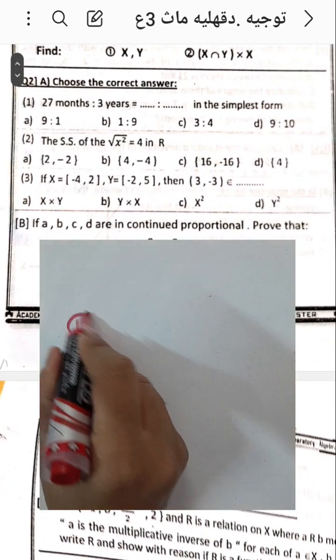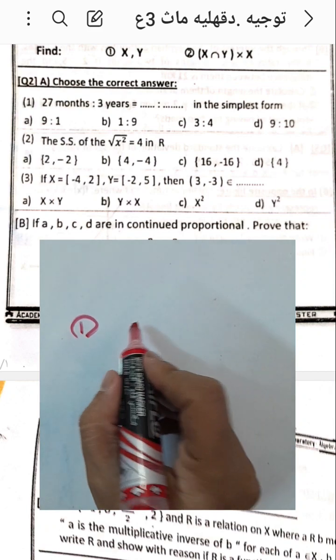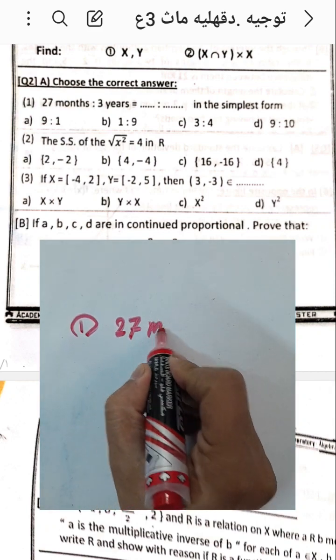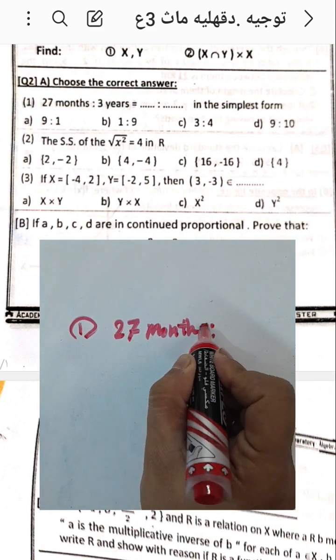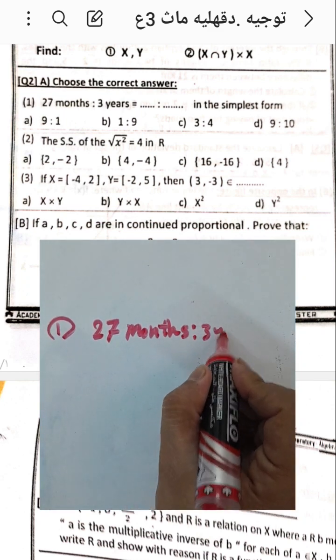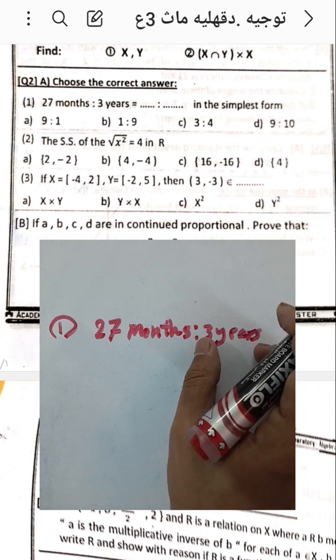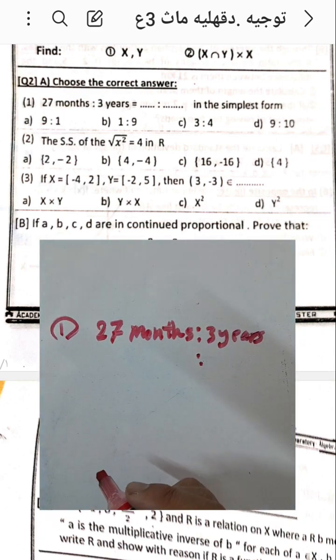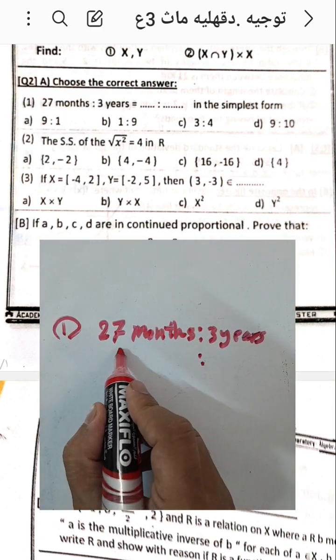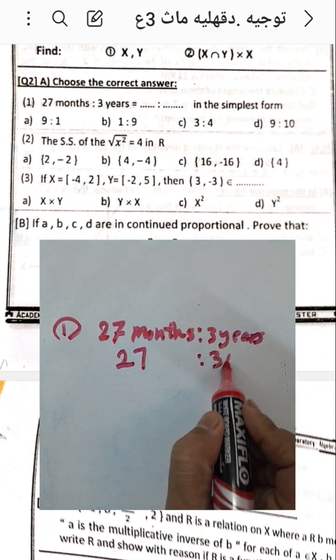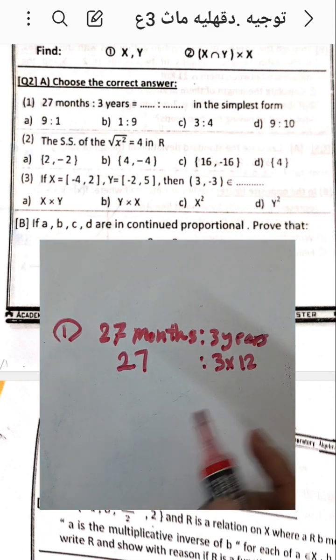Now question number 2, choose the correct answer. Number 1, the ratio between 27 months and 3 years. First, we must convert from years to months. We know 1 year equals 12 months. Then we can write 27 here, and 3 years equals 3 times 12, because 1 year equals 12 months.